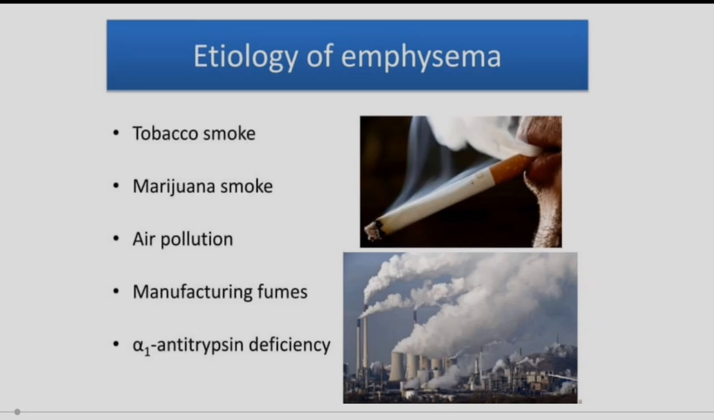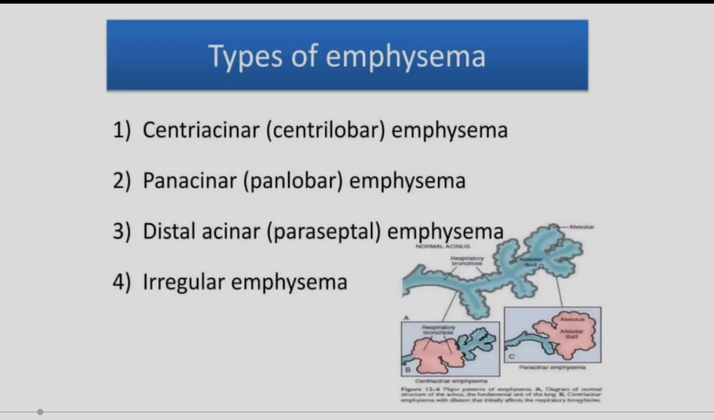Etiology means the cause of emphysema. So emphysema is caused by tobacco smoke, or marijuana smoke, or air pollution, and manufacturing fumes. If someone is living near industrial areas, they are prone to get emphysema. Alpha-1 antitrypsin deficiency. So these factors are going to contribute to emphysema.